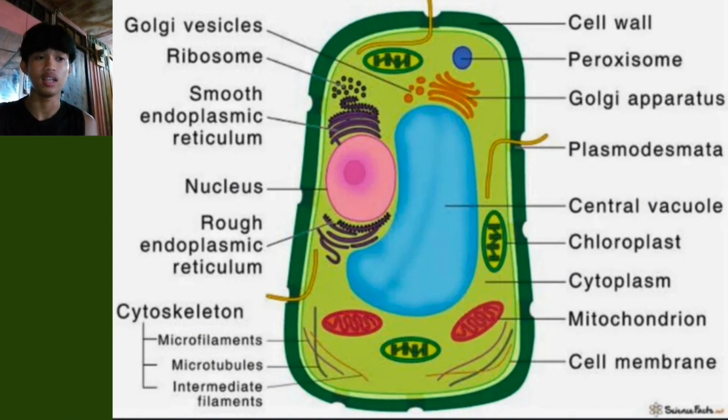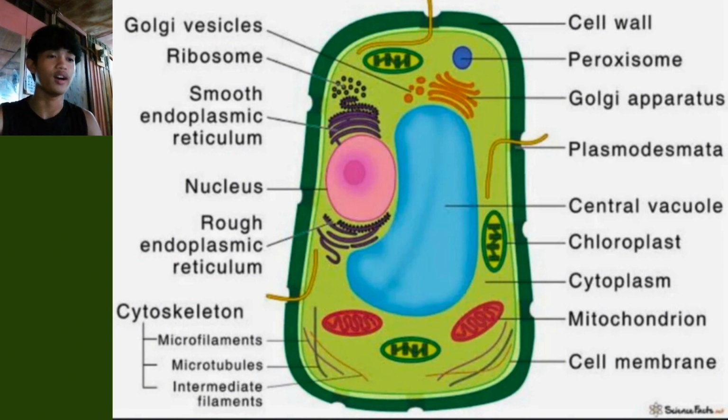Next, we have the mitochondrion. The mitochondrion is a cellular organelle responsible for energy production through aerobic respiration, converting nutrients into adenosine triphosphate, ATP for short, for the cell's energy needs. So the mitochondrion is responsible for converting the nutrients.